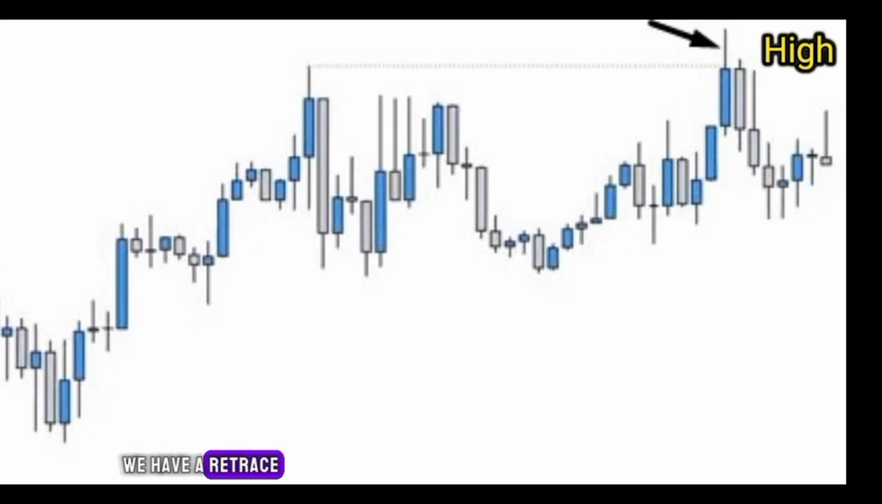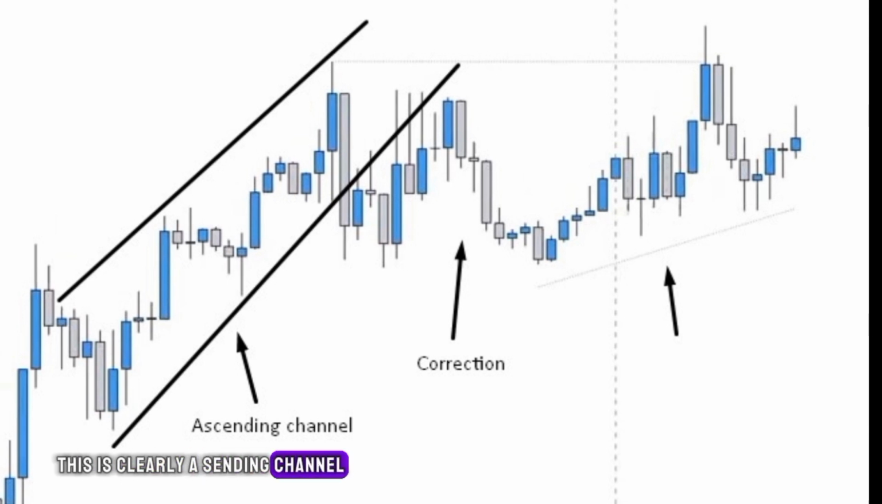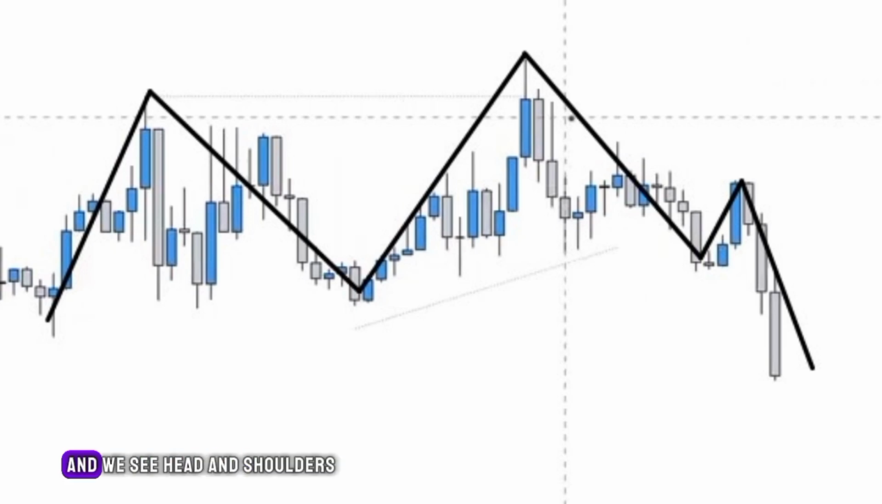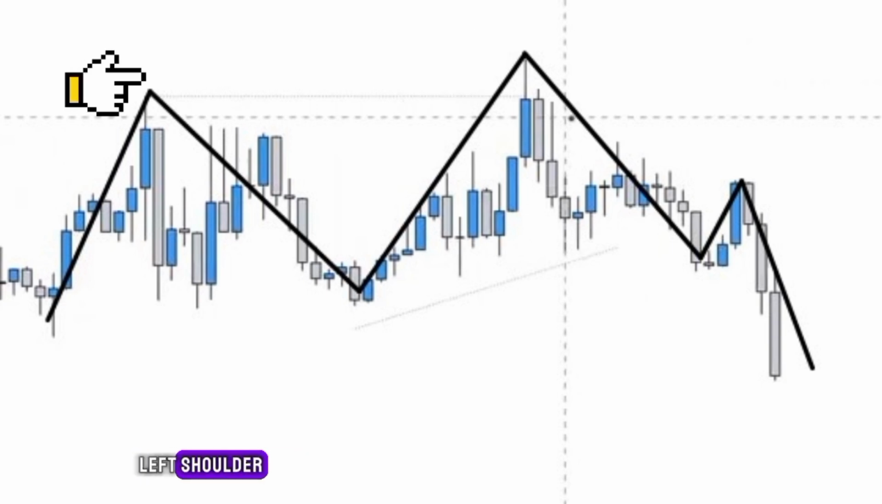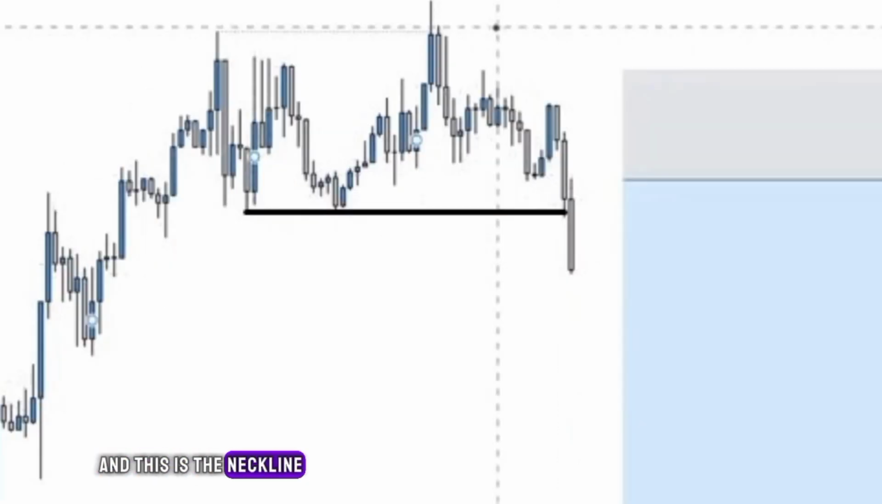So we have a retrace candle, price pushes down. This is clearly an ascending channel, we have this correction, we also have this high, price pushes down, a nice ascending corrective move back up to that DT. Now we see a nice impulse down, and we see a head and shoulders pattern here, this would be the head, left shoulder and the right shoulder, and this is the neckline, we have broken it, so traders will be looking for a break and retest.